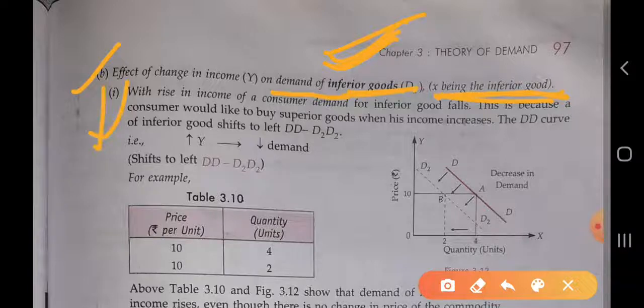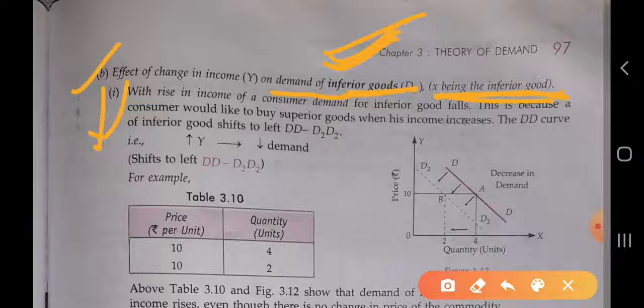With the rise in income of the consumer, demand for inferior good falls. Whenever the income of the consumer rises, for example from 10,000 to 30,000 or 30,000 to 50,000, then the demand for the inferior good will fall, because now the consumer will demand more and more normal good. He will go from the vanaspati ghee to deshi ghee.